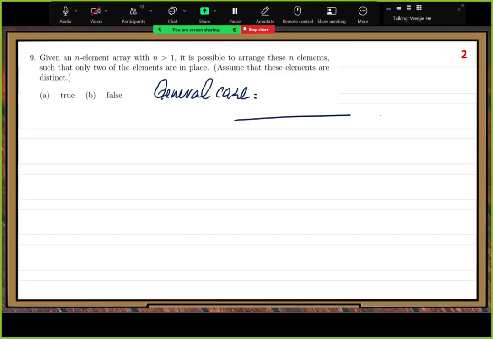General case. Suppose we have n elements. Position 1, position 2, last position. Only 2 elements are in place, the remaining not in place. That's the requirement. Let's assume the first 2 elements are in place. Then we want to make the remaining elements not in place.